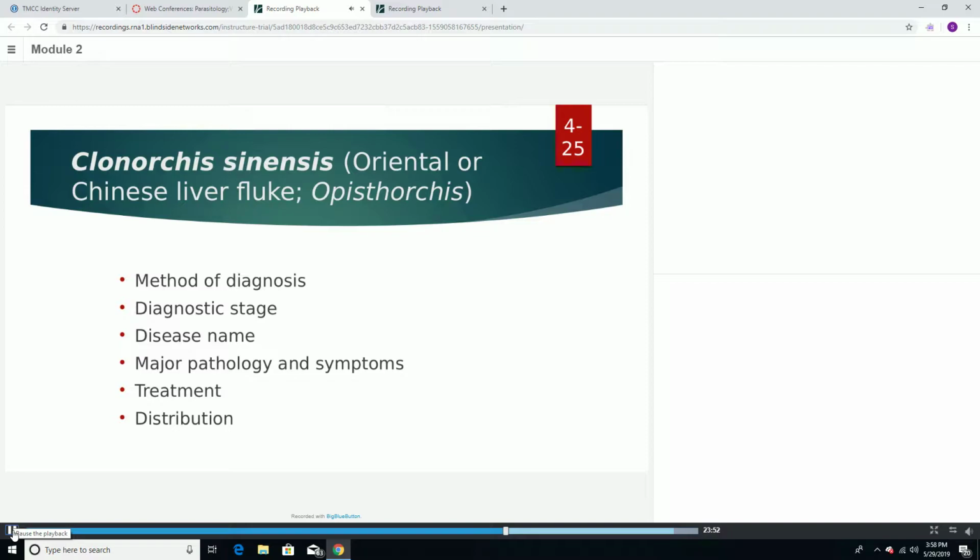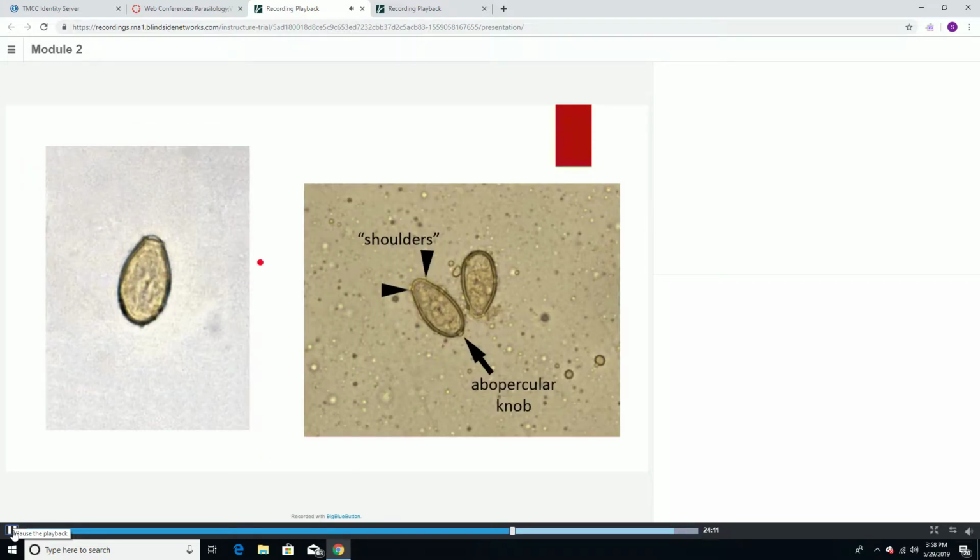Eggs are passed intermittently, therefore performing sequential stool examinations is recommended. So what this means is you're going to collect more than one stool sample to try to collect an egg or diagnose this organism. Here's a picture of the egg.